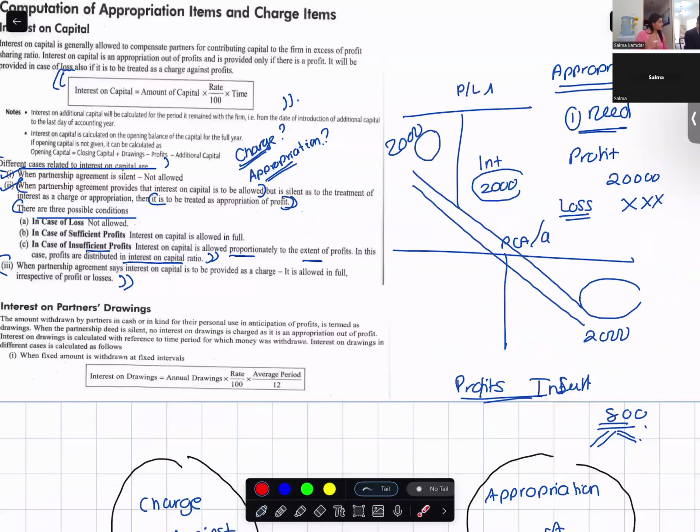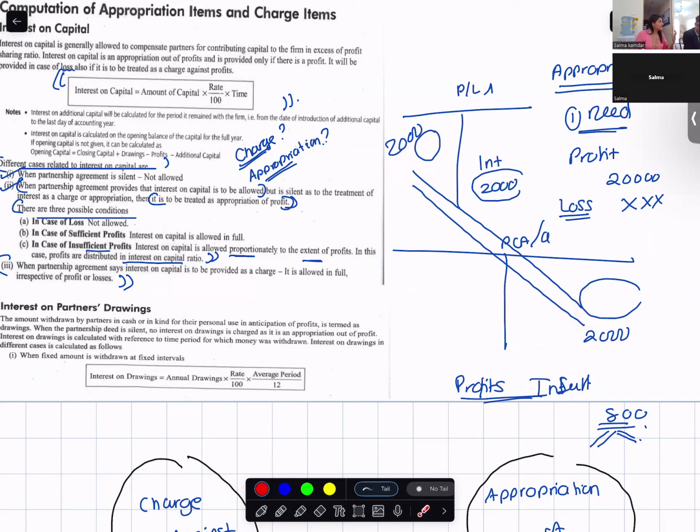Usually, interest on capital, where does it come? Profit and loss appropriation account and partners capital or current account. Where will interest on capital come? Profit and loss appropriation account and partners capital or current account.